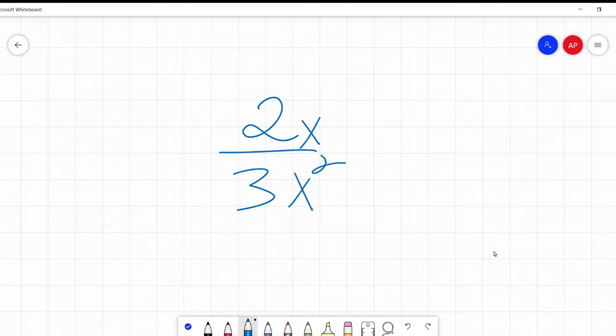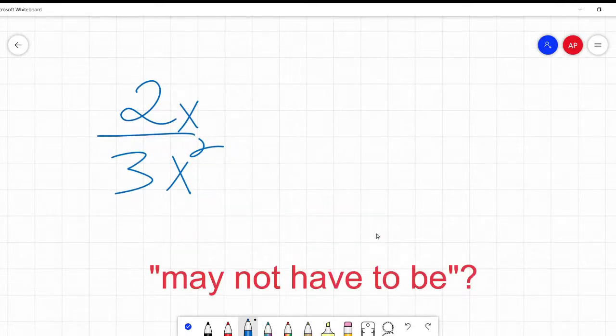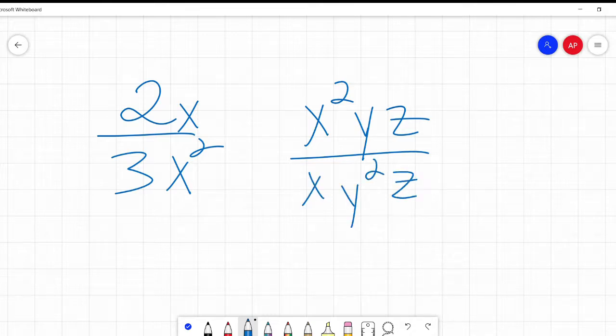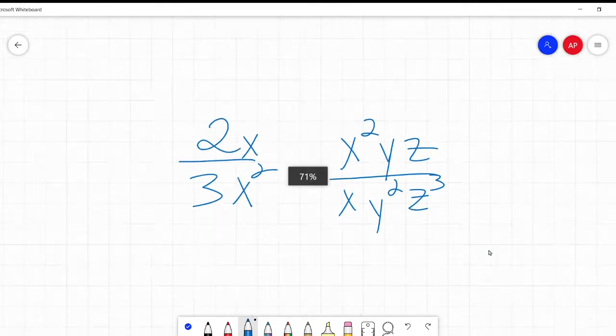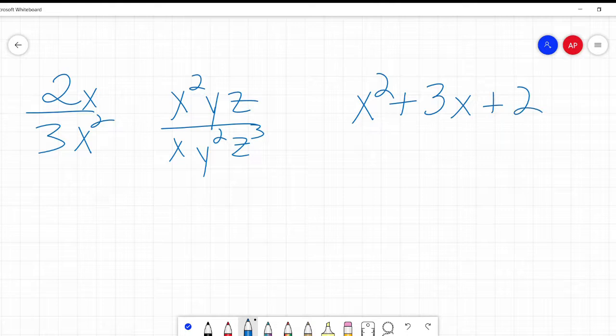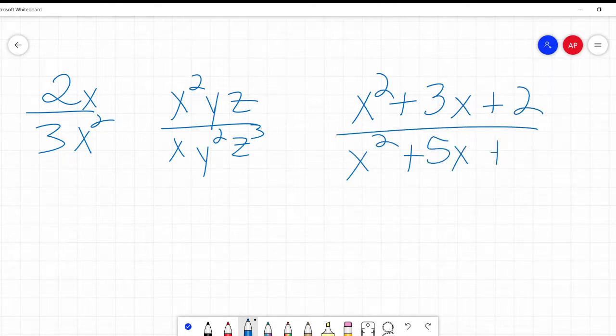That's it. There can be numbers, there may not have to be numbers. It could be something like this. There don't have to be any constants, any plain numbers. It can be something like this. Like that. It can be anything. It's a fraction where there are variables.